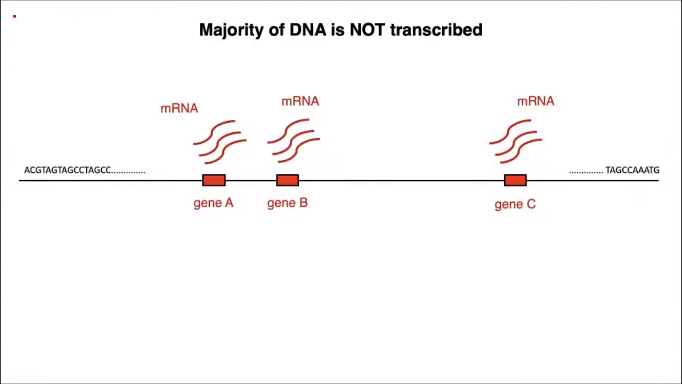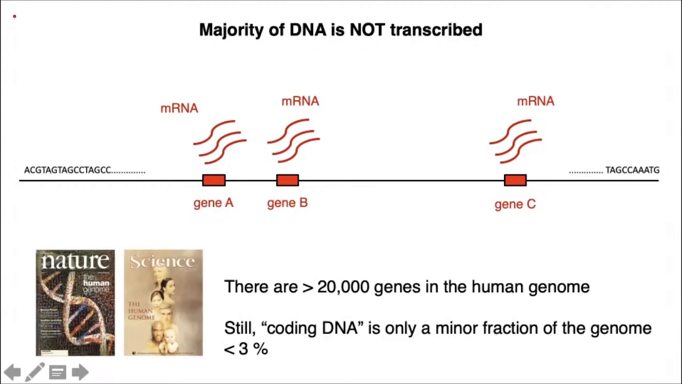But what was really interesting, in my opinion, from this genome project is that we could see that the majority of the DNA is actually not transcribed. So even though we have more than 20,000 of these portions that are transcribed, the so-called genes, it's less than 3% of the whole DNA that is present in the individual.